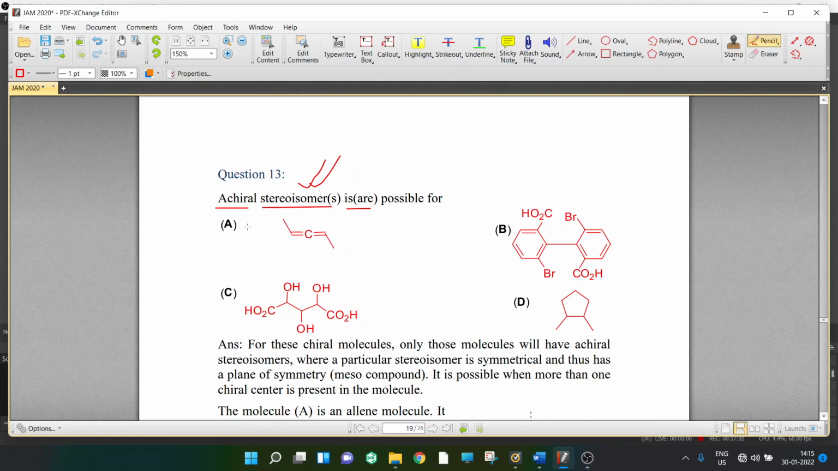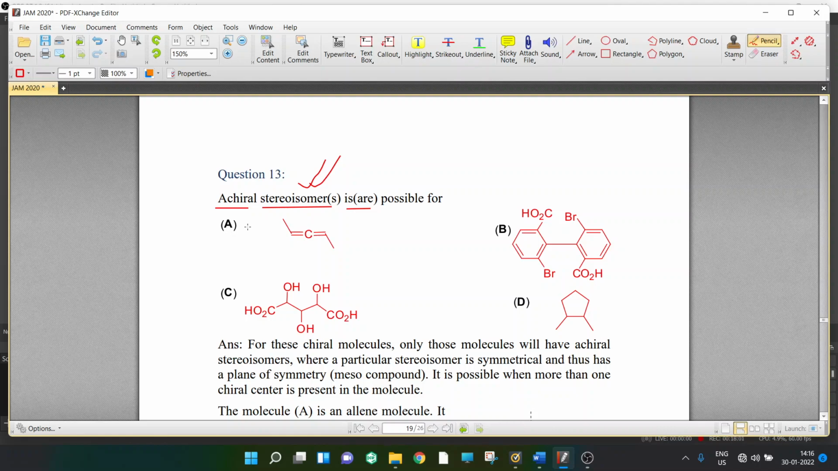So when a pair of enantiomers are there, one of them will rotate left and the other will rotate right. But among these stereoisomers, some of the isomers will have a plane of symmetry. When it has a plane of symmetry, even if you draw the mirror image, you will see that the mirror image is superimposable on the first one, and when it is superimposable on the first one, it means they both are one and the same.